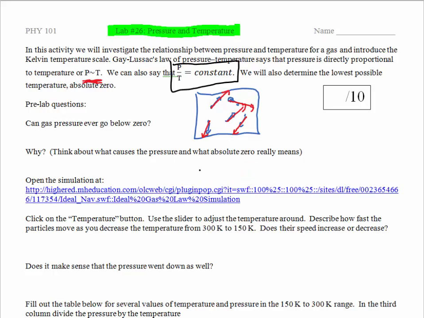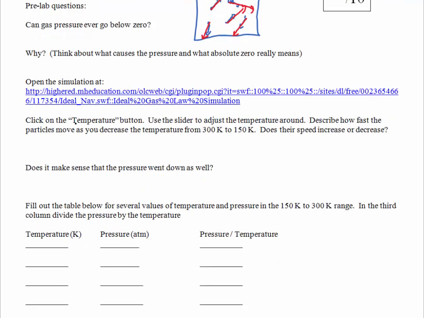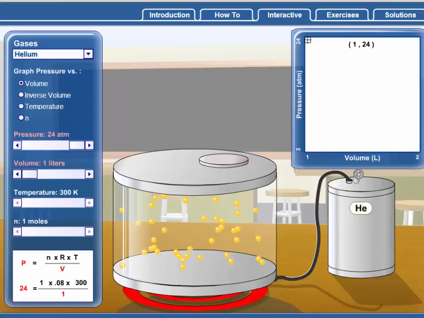So what we can do is we're going to open up this simulation that we've played with before, and we messed around with the volume before. Now we're going to be messing around with the temperature. So let's go ahead and take a quick look at the simulation real quick.